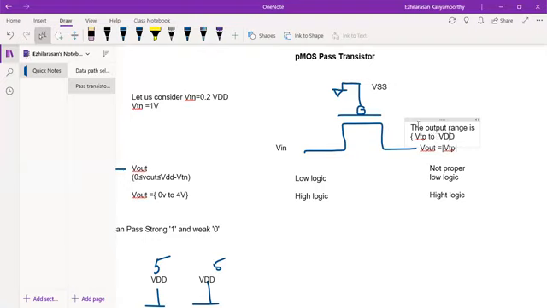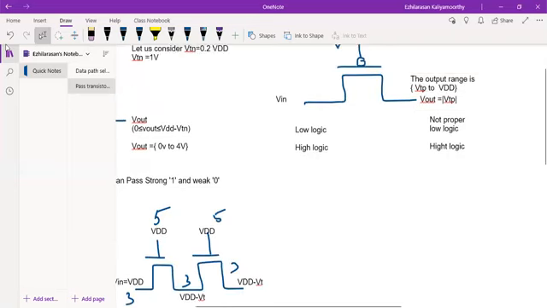But in case of NMOS, what is the output range? The output range will be 0 to VDD minus VT. But here, VTP to VDD means when I give 0 also, I will get VTP, I won't get 0. That is why I can say when I pass 0, I won't get exactly 0. But when I give 5, I will get exactly 5.